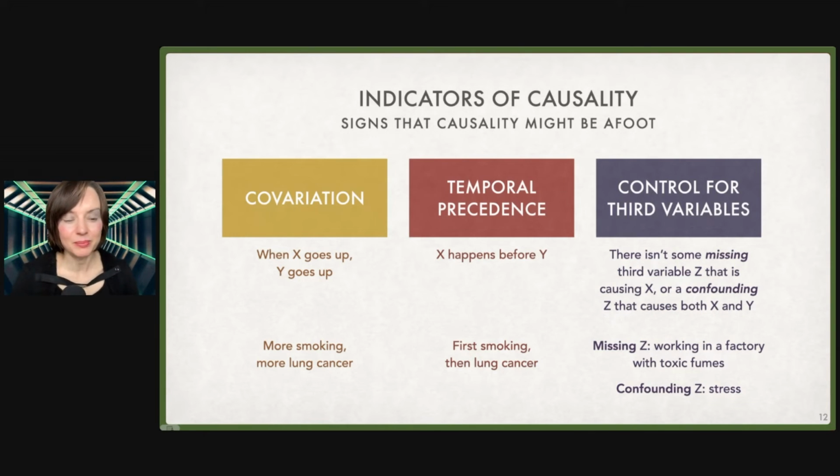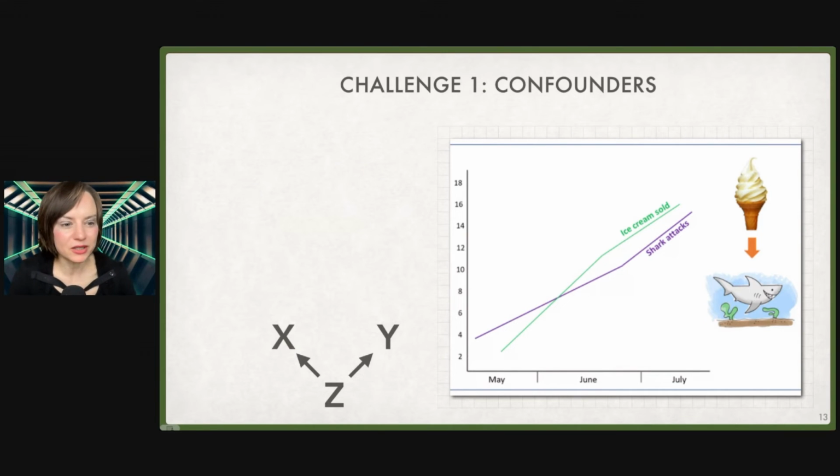So these are some of the things we want to look for just to start to test the waters on causality. By the way, there are causal relationships where X can happen after Y, but they're rare. Happy to talk about that with you further in another video. Challenge 1 to causality. There are a few that we're going to do here, and then we'll wrap up.